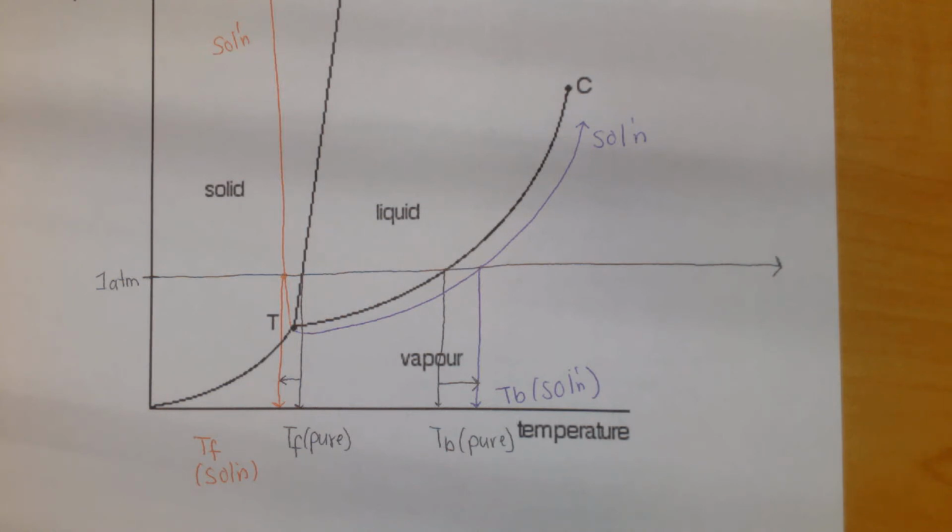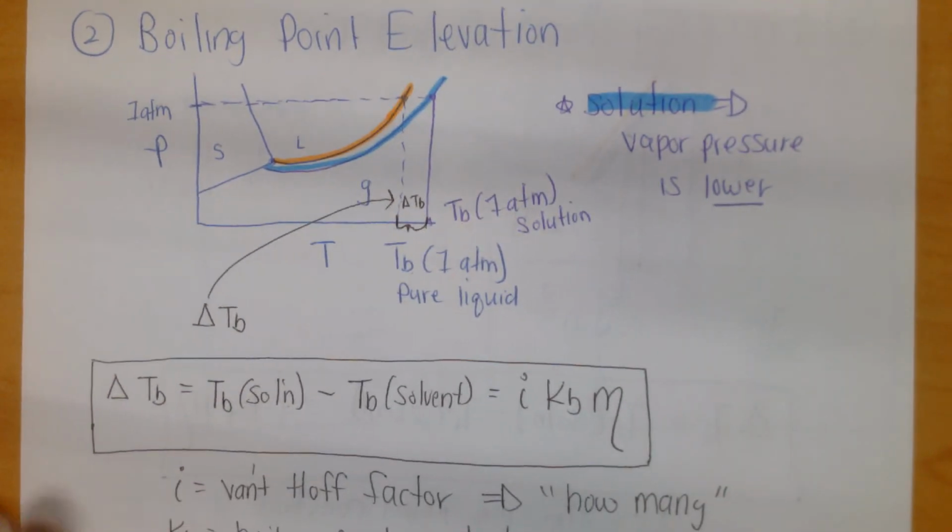Again, I drew these vapor pressure lines kind of exaggerated so we could see them well on the graph. It's not quite so dramatic, but the process is the same. You get an increase in boiling temperature and a decrease in freezing temperature when you make a solution. So we can quantify this. Let's look at boiling point elevation first.